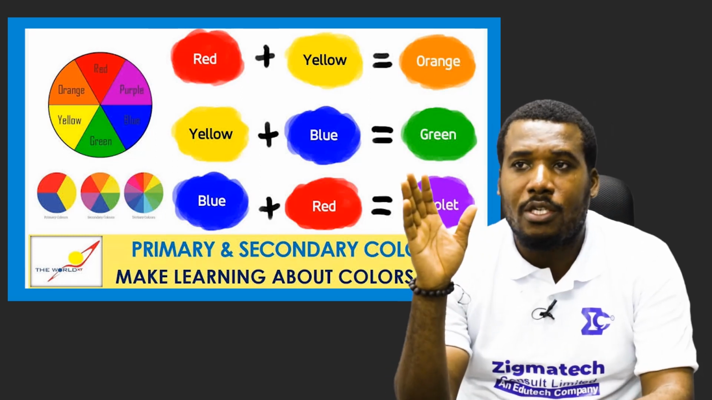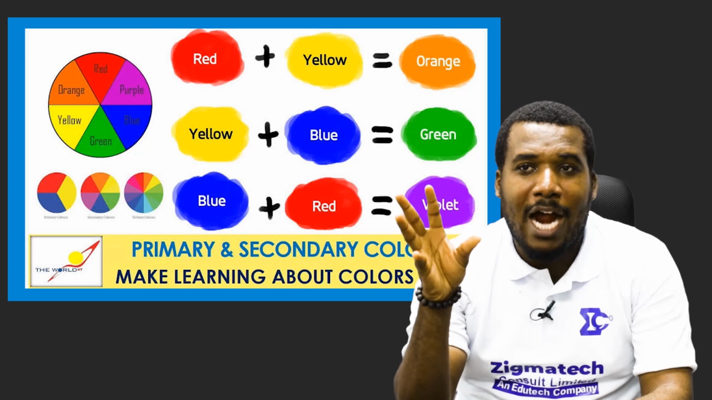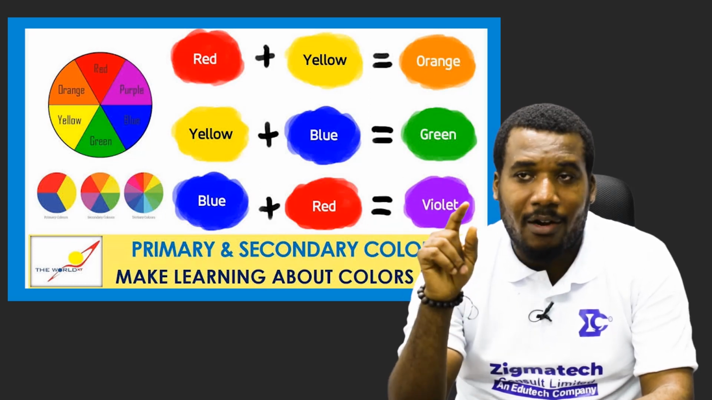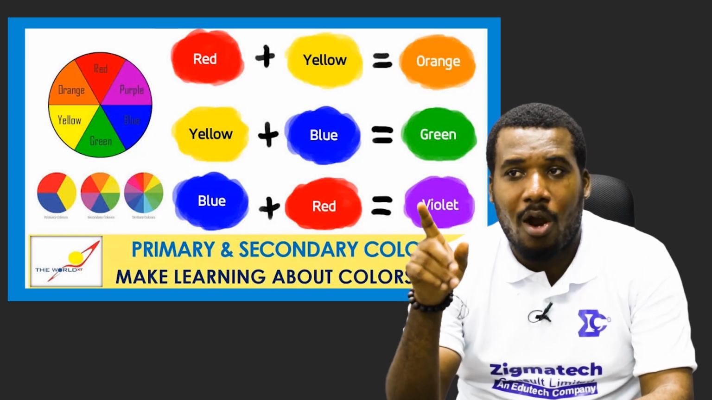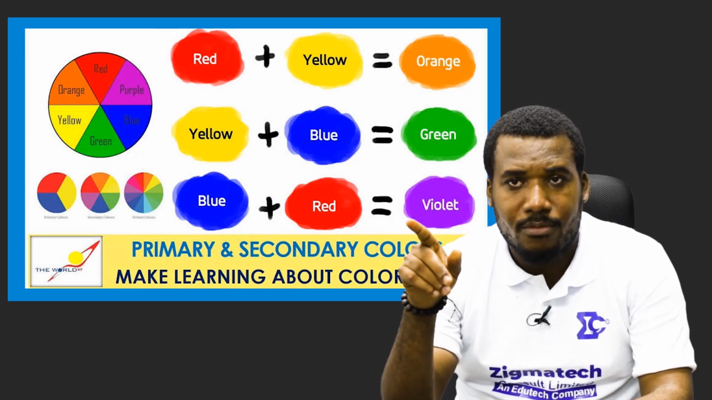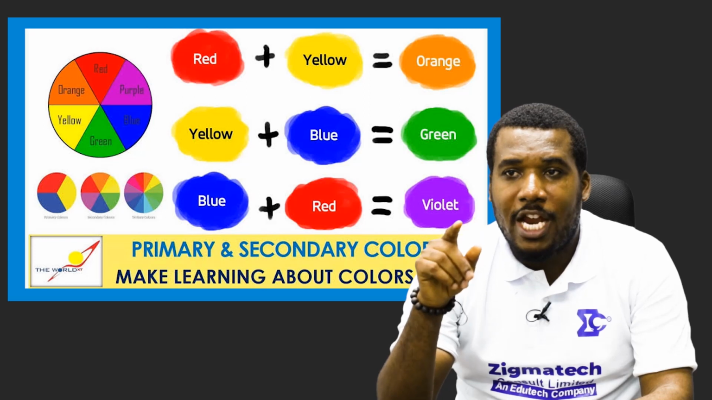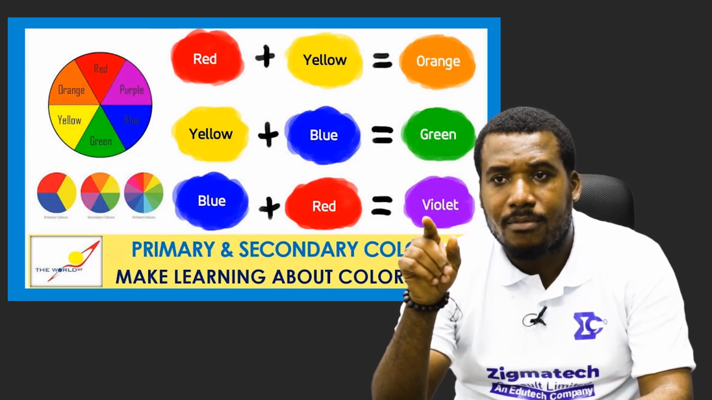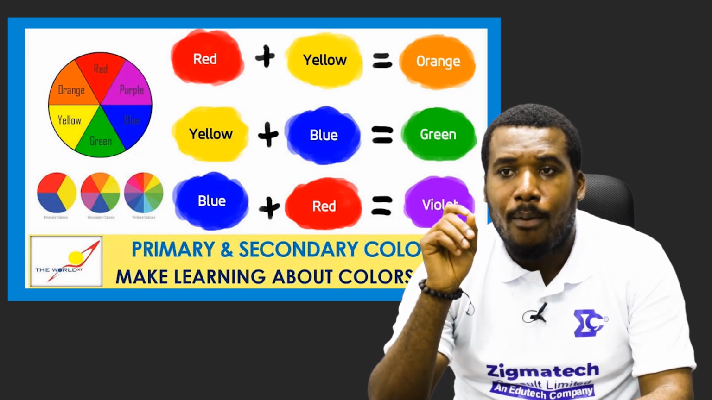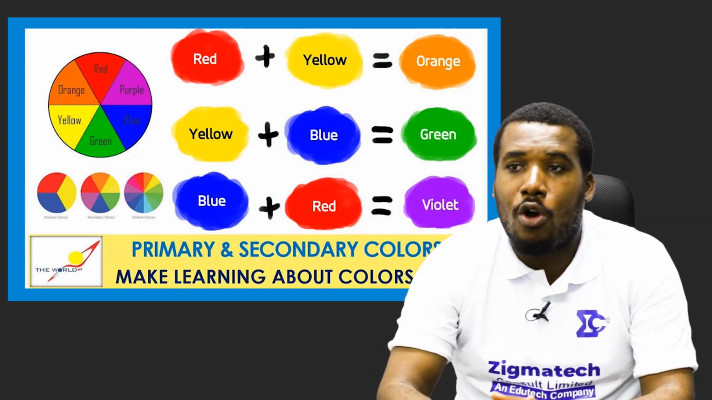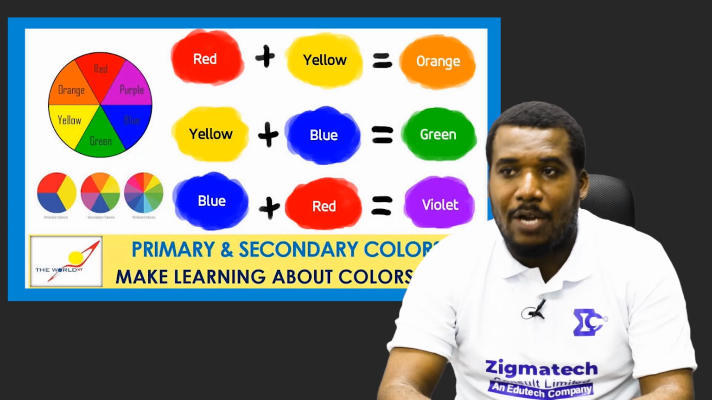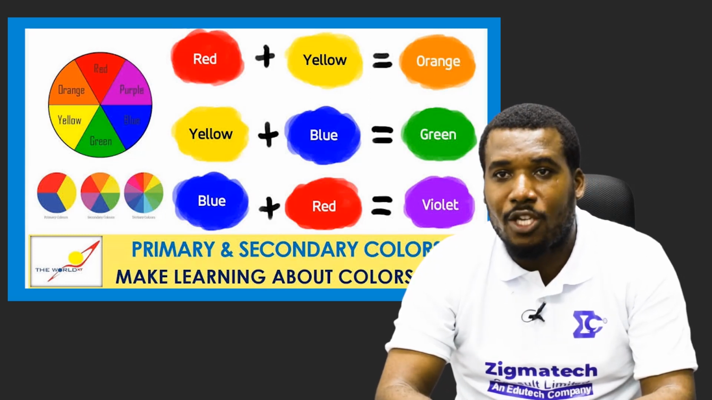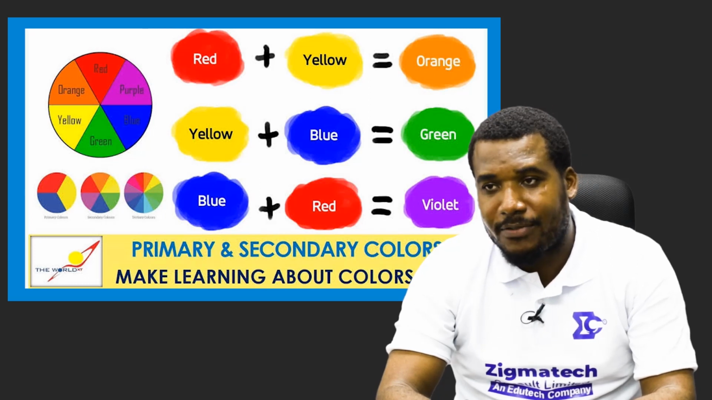Now, the colors that you get when you add two primary colors are secondary colors. In this case, red plus yellow will give you the color orange. Yellow plus blue will give you the color green. Blue plus red will give you the color violet. Now we usually put purple in the place of the color violet.